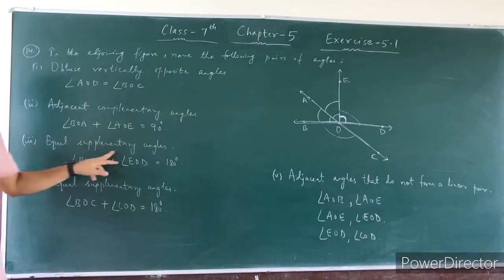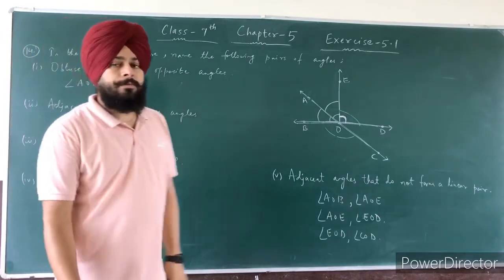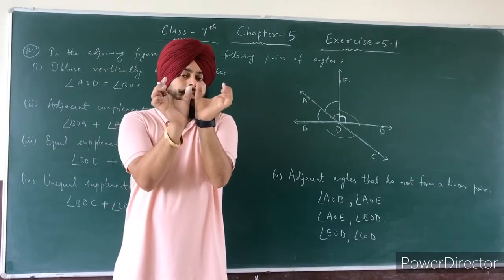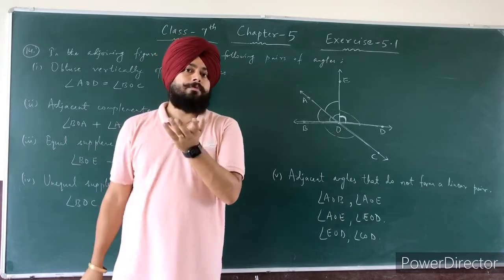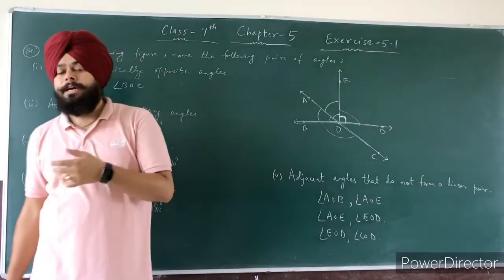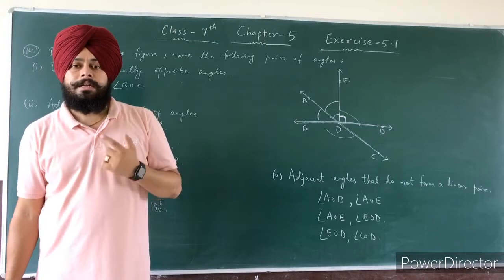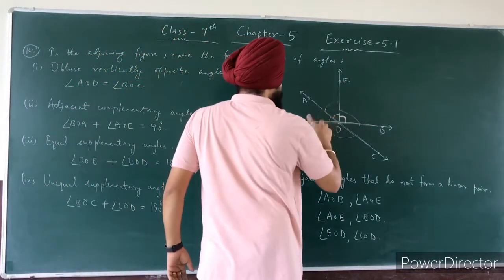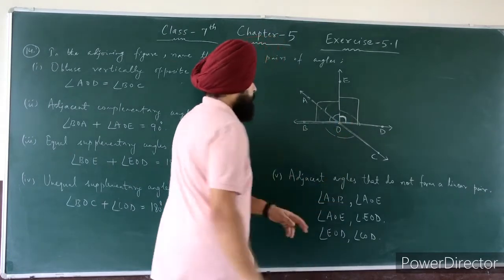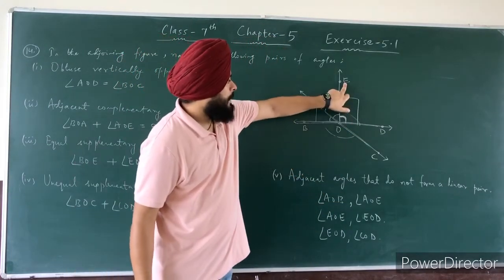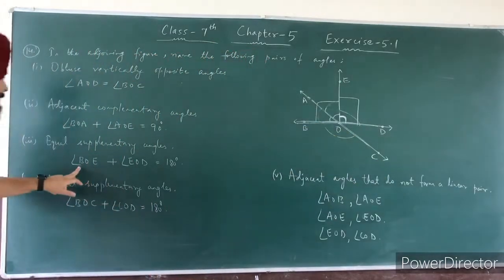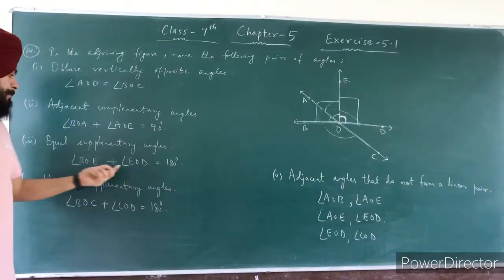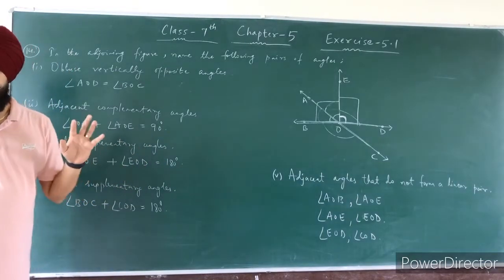Third one is equal supplementary angles. So equal supplementary का मतलब दो angles जिनका sum 180 होगा और दोनों angles एक दूसरे से equal होंगे, same होंगे. So suppose the sum of two angles is 180 and both are equal, then the measure of one angle is 90 degree. एक angle का measure 90 degree होगा. So the first one is angle BOE, second one is angle EOD. You can see here angle BOE plus angle EOD is equal to 180 degree, and the measure of both these angles is 90 degree. Okay.